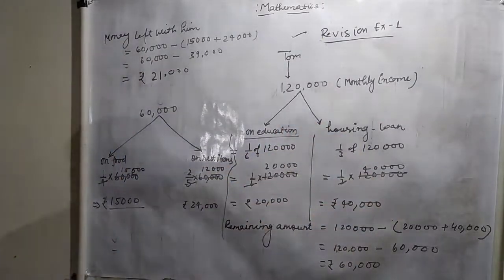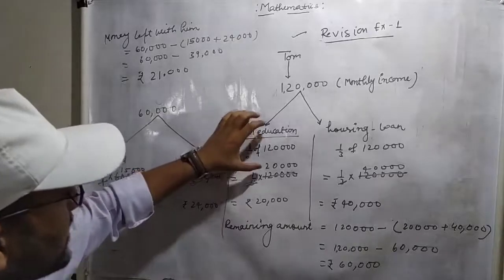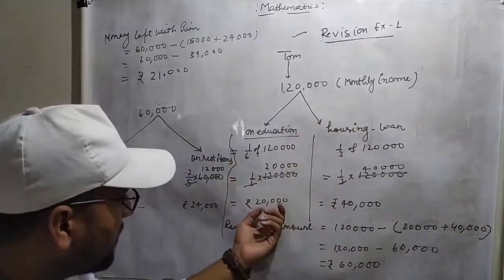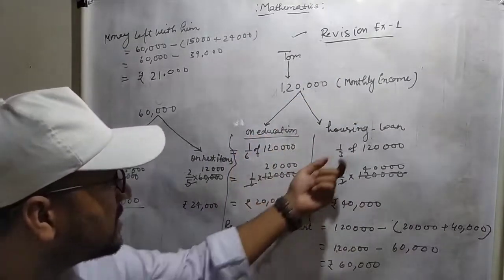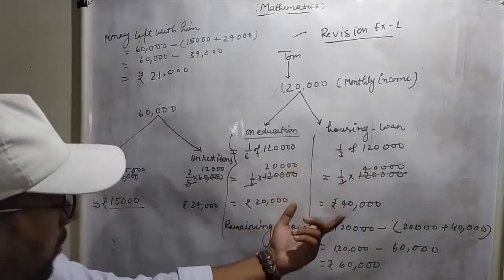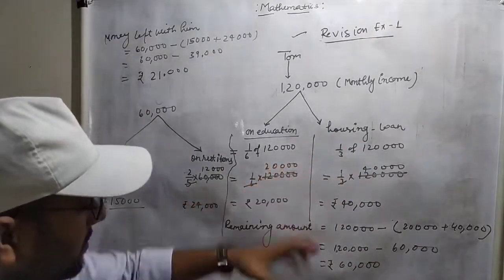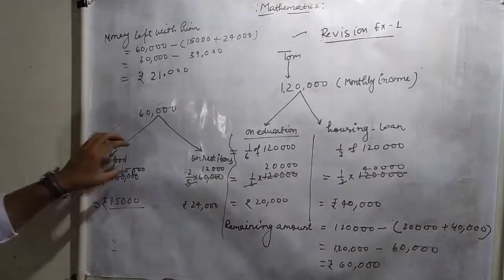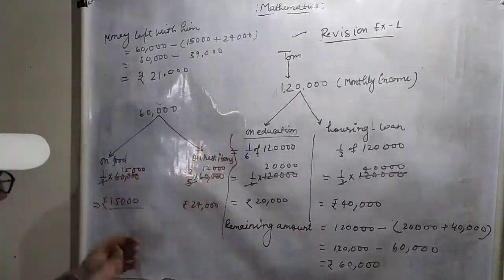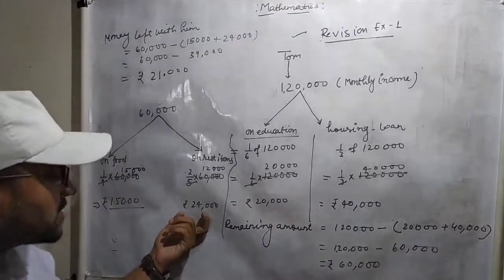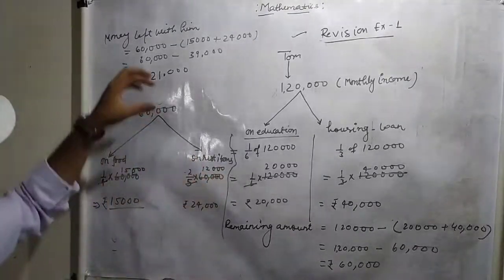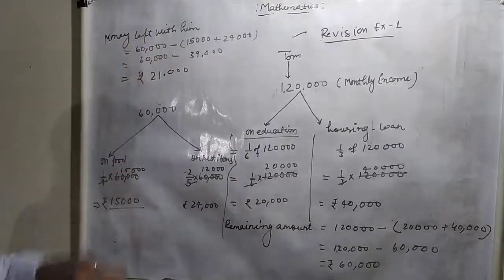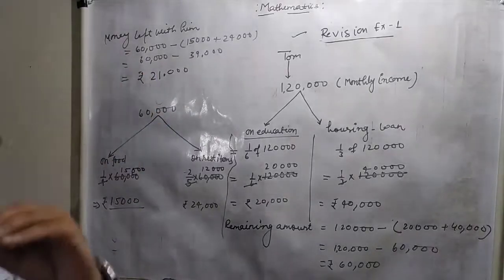Firstly, he spent on education 1/6 of the total amount and 1/3 on this total monthly income. So 20,000 he spent on education and 40,000 on housing loan. So what is the remaining amount with him? 60,000. On that 60,000, he spent 1/4 on food and on the rest items. So 15,000 he spent on food and 24,000 on rest items. So what is the money left with him? After adding these two and subtracting from the remaining amount 60,000, you will get 21,000 rupees left with him.